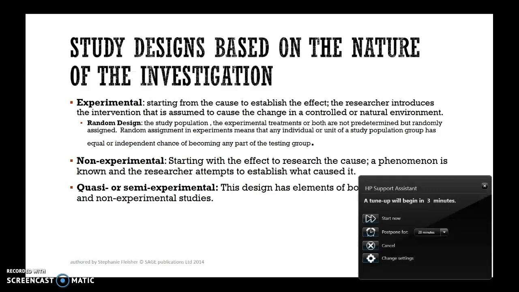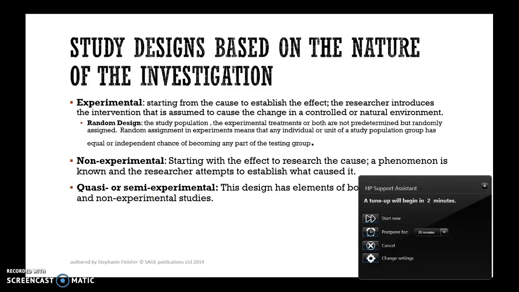Non-experimental study starts with the effect and researches the cause. The phenomenon is known, and the researcher tries to establish what caused the problem. For example, you suddenly see some mice dead on your porch, and you didn't give them poison or anything, so you try to figure out the cause of the death of the mice. So that's non-experimental.